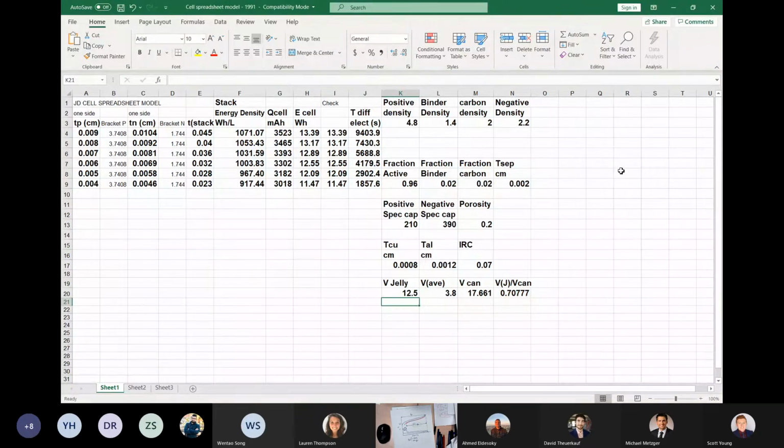So anyway, this is a very handy way to deal with new battery technologies. Somebody comes along and says, oh, my cell's the greatest thing since sliced bread. Well, you can put it in a cell spreadsheet model and figure out what the stack energy density is and what a typical cylindrical cell energy storage in watt hours or capacity would be. Okay, so any questions about this?